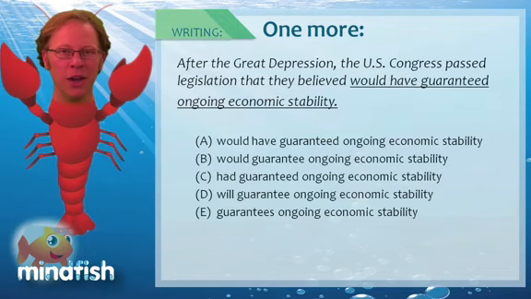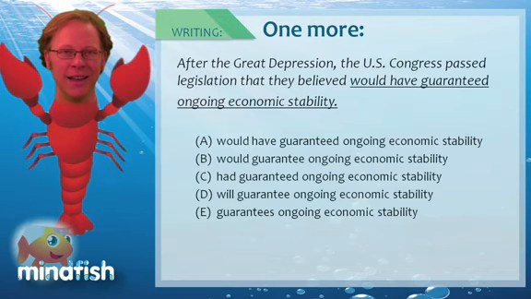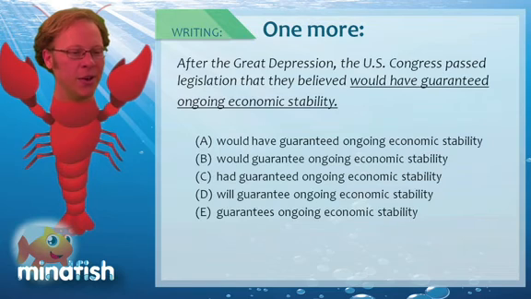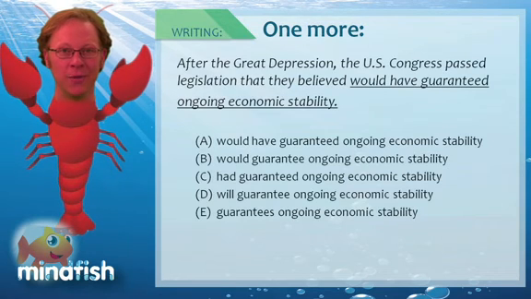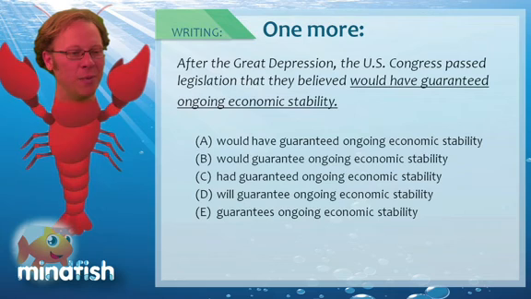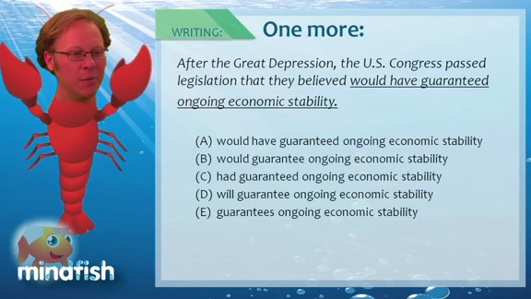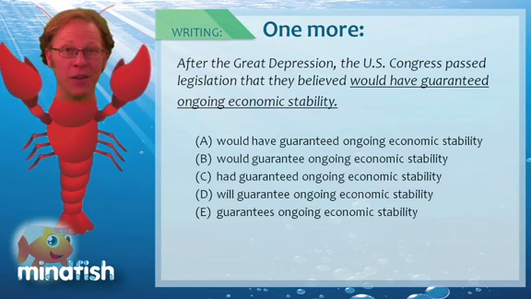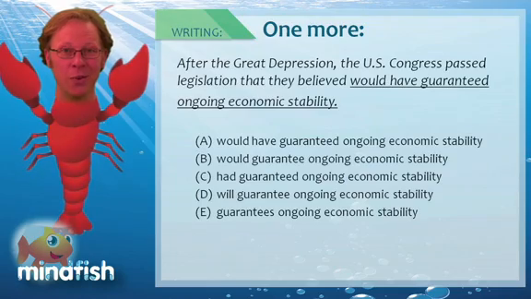We can only use will guarantee if we're starting in the present tense and looking further into the future. E, guarantees is also incorrect because it's in the present tense. That leaves us with answer B. I'll read the whole sentence with this choice. After the Great Depression, the U.S. Congress passed legislation that they believed would guarantee ongoing economic stability. Hopefully that sounds a little better to your ears as well as mine.